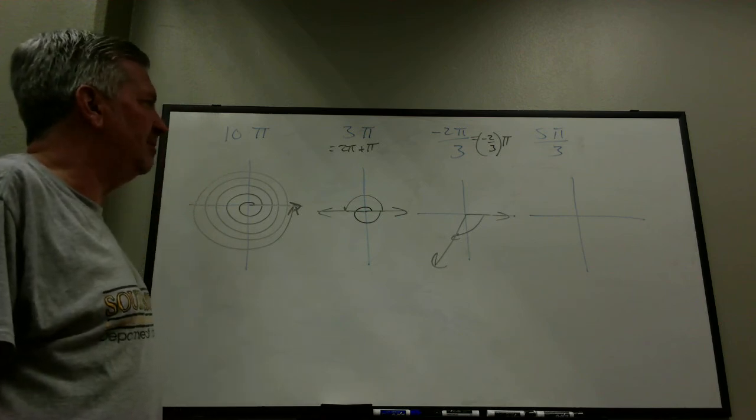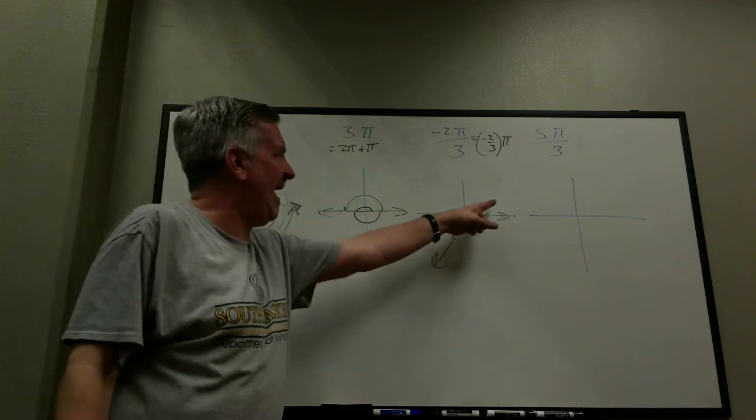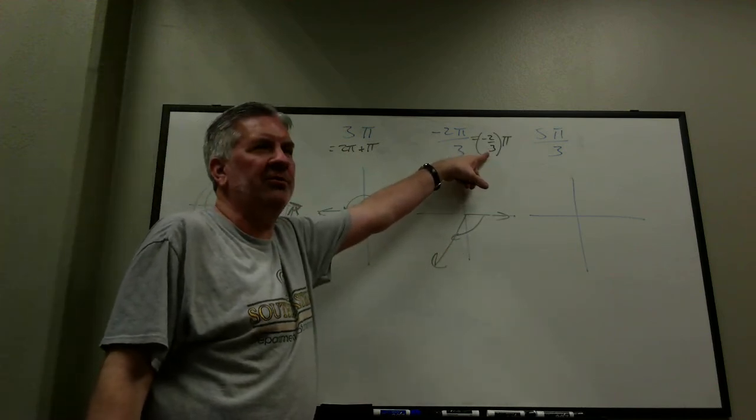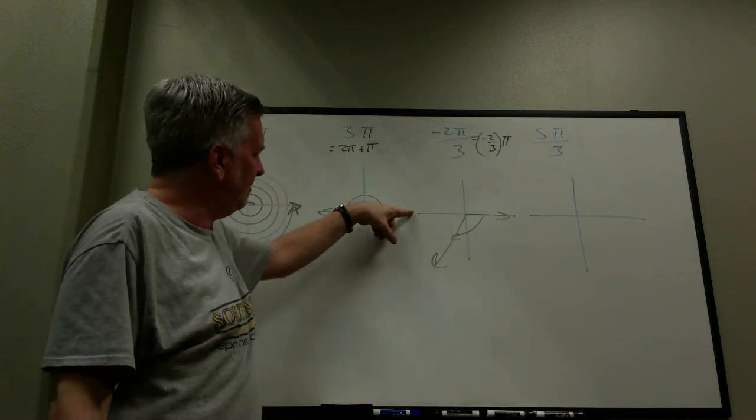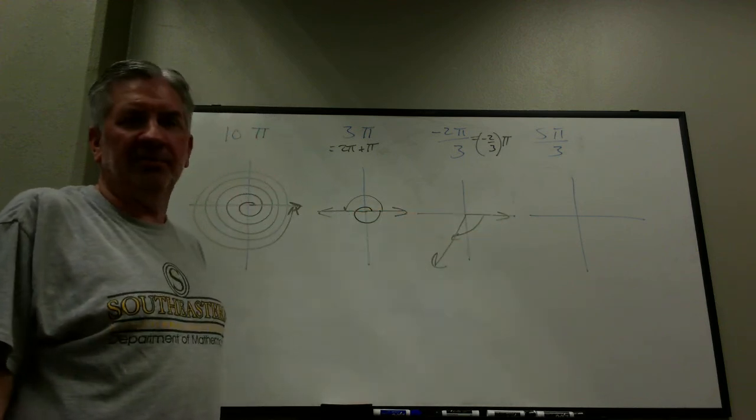So there's minus 2 pi over 3 radians. Again, think of the pi. Pi is halfway around, so this says do 2/3 of halfway. So if you chop this up into 3 pieces, 2 of the pieces would take you to here. So there's a picture of that.